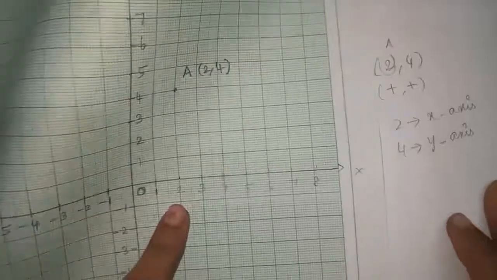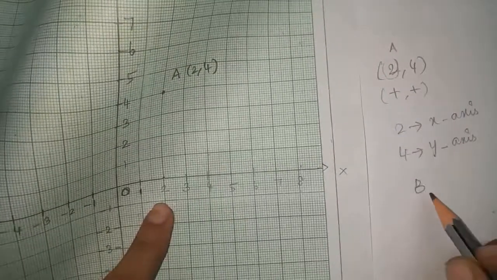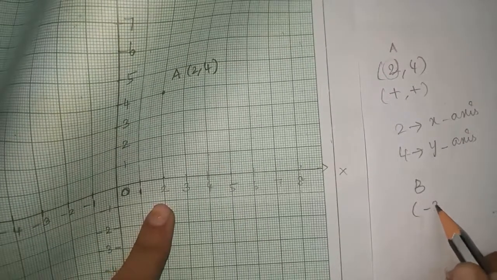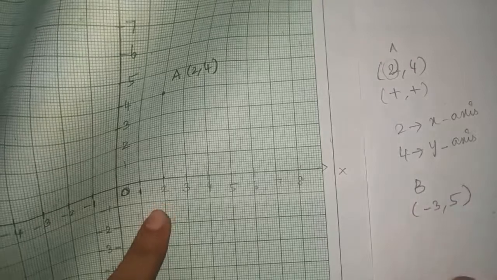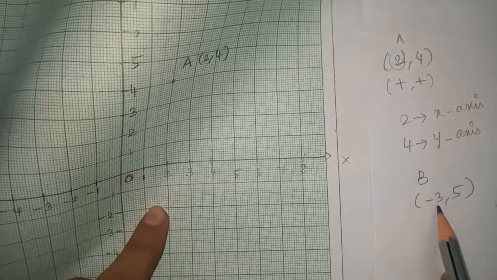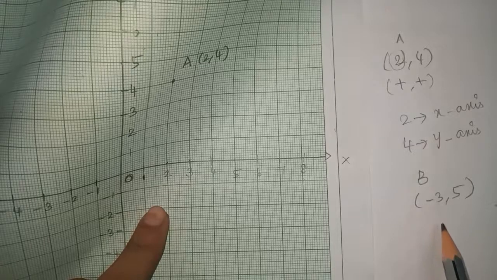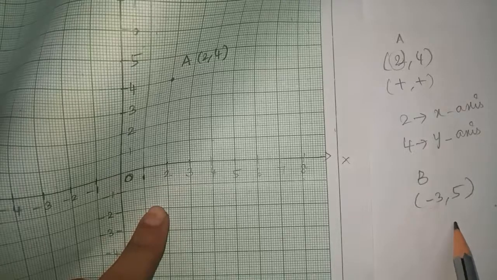Then the next point B is given as minus 3, 5. So B is minus 3, 5 means you have to mark minus 3 in x-axis and 5 in y-axis.